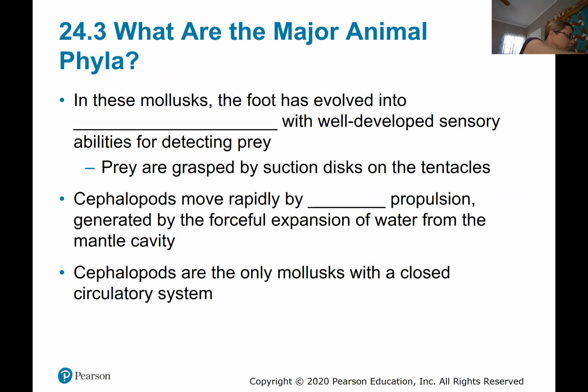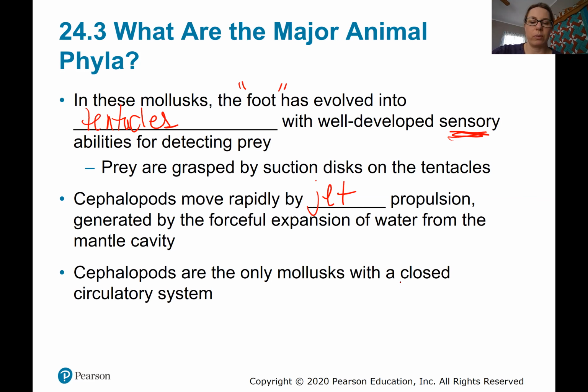And these animals, their foot has basically developed into tentacles that extend from their head. That's why they're called cephalopods. And they also have well-developed sensory structures. They can grasp their prey with suction cups on their tentacles and then move that prey toward their mouth. Cephalopods are also propelled by jet propulsion. They basically suck water in and shoot water out of their body and use that to propel them through the water, and they can move very fast.